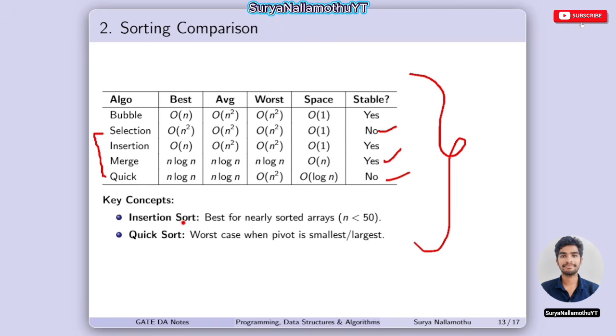Insertion sort is best for nearly sorted arrays. If the value of n is less than 50, it is best used for nearly sorted arrays. For quick sort, the worst case can be brought on by picking the smallest or the largest element as pivot. You need to remember this point also.